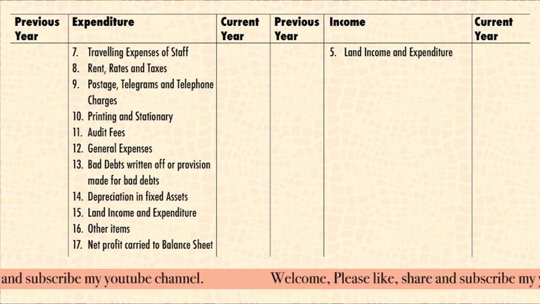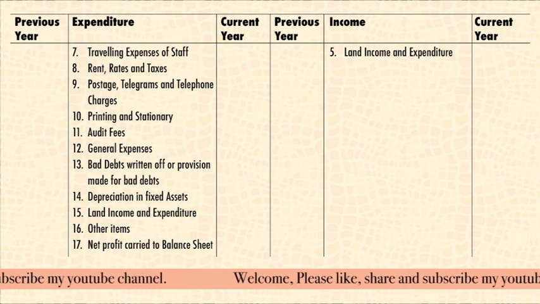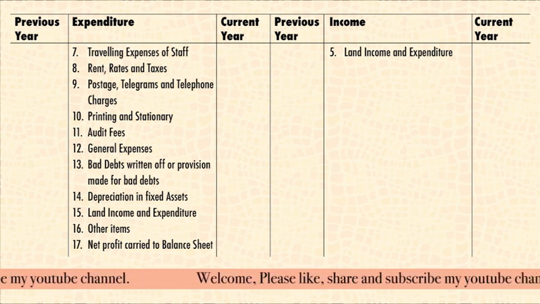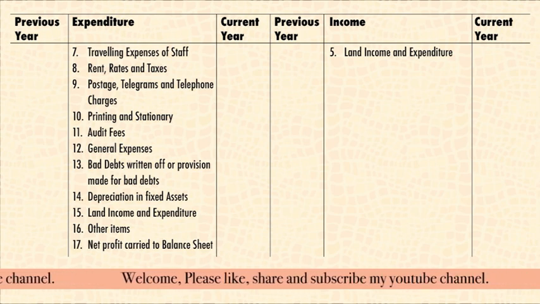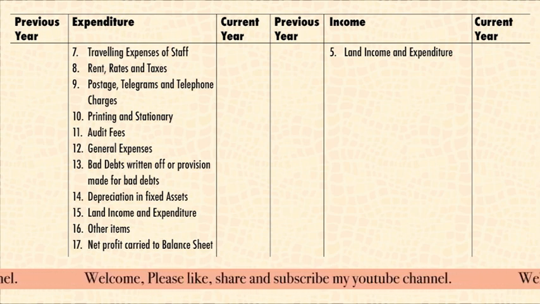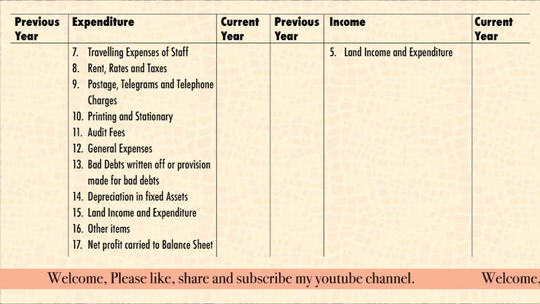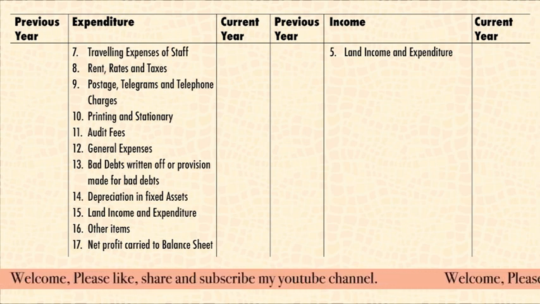10th, printing and stationery. 11th, audit fees. 12th, general expenses. 13th, bad debts provision written off. 14th, depreciation on fixed assets. 15th, land income and expenditure. And 16th, other items.